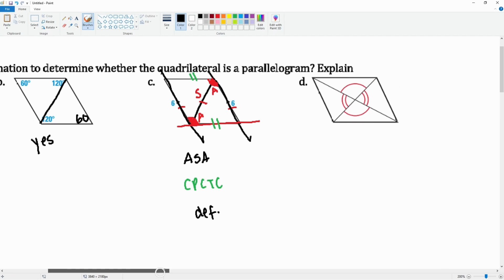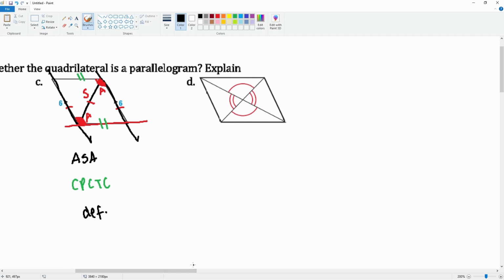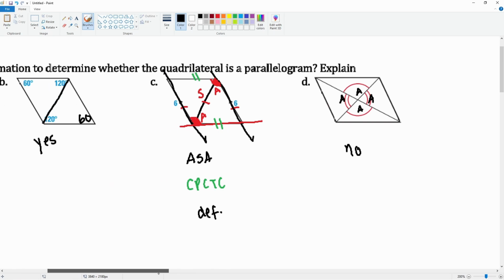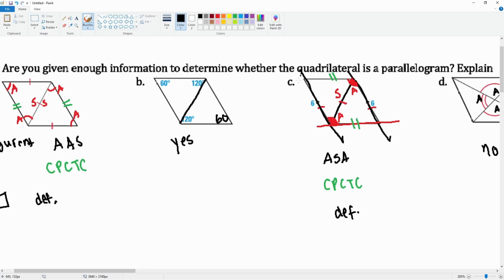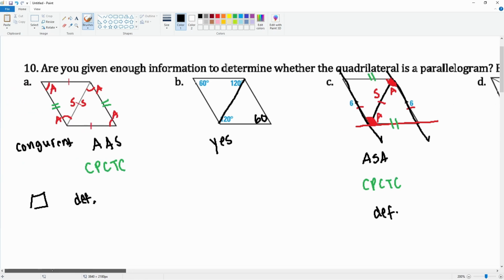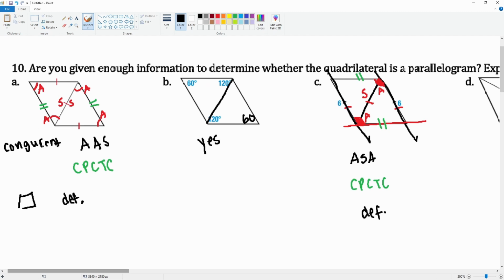All right. This one. You have angles here. There's no way for you to get any sides. So this would be a no, right? C actually has a formal proof on the last page of the review sheet, as well as A.